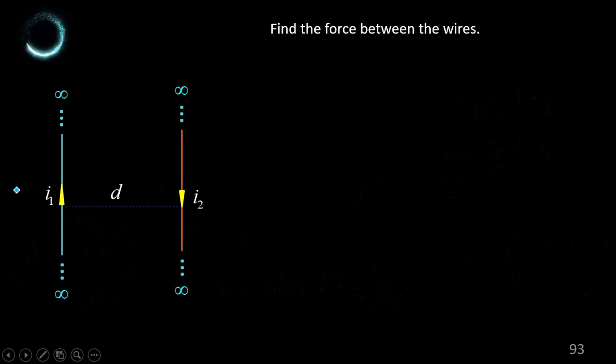Same logic যদি কারেন্টটা ঘুরে যেত, so if I1 is upward, I2 is downward, so that means I1 I2 are in opposite direction. Now the force is repulsive in nature.